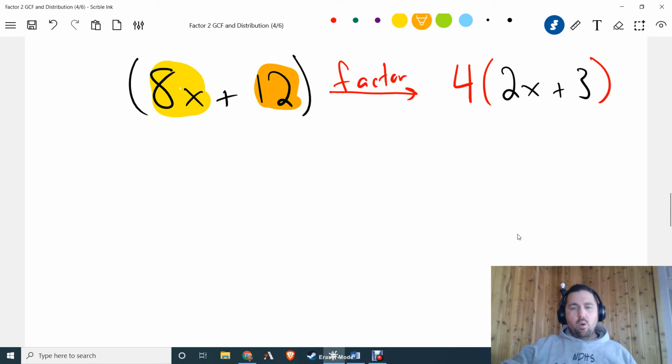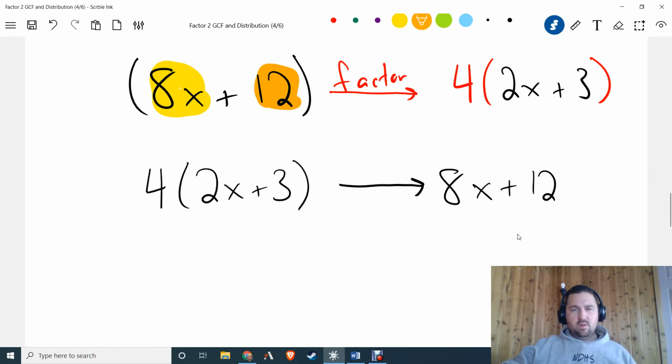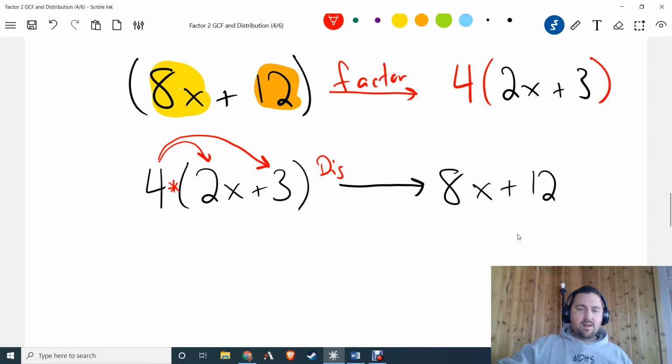Cool. What if we wanted to go from 4 times (2x plus 3) and change it back into 8x plus 12? We absolutely can do that. What would we call that? Well, here we have a 4. There's a hidden multiplication symbol on the outside. So I'm taking this 4 and multiplying it by the first term, and multiplying it by the second term, and I am distributing, or distribution.